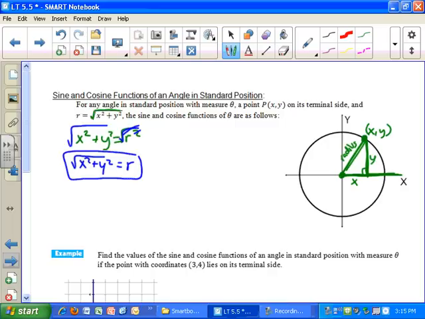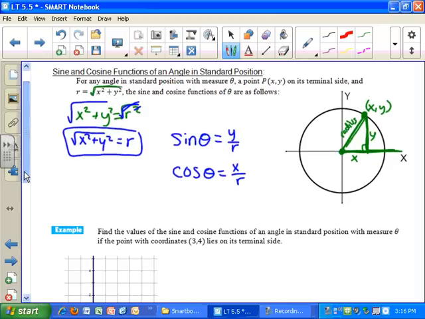Okay. The sine and cosine functions then are going to be that sine of theta isn't necessarily just y, it is now y over r. And that the cosine isn't just x, but it is x over r. And again, if you are on the unit circle, that r value or the radius is 1, and so you can simplify it to say that the sine is just y or the cosine is just x.